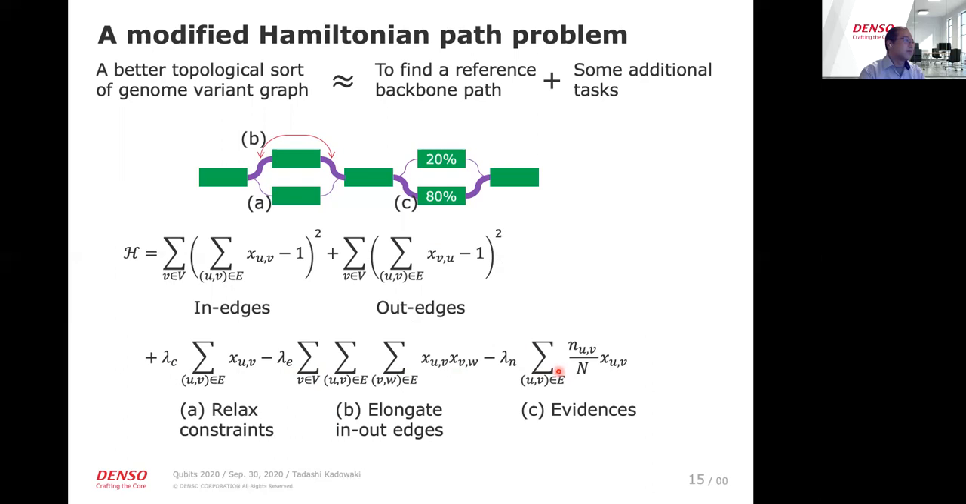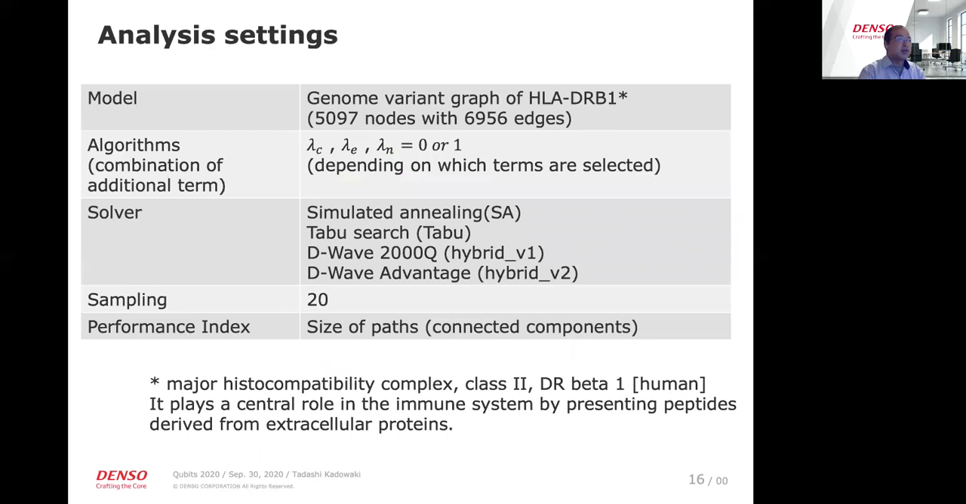We use genome sequence from human genome region encoding HLA-DRB1 gene, which is an immune-related gene. A combination of additional terms defines a specific algorithm. We have 8 variations of algorithms: simulated annealing, taboo search, and hybrid solvers are used with 20 repeats.